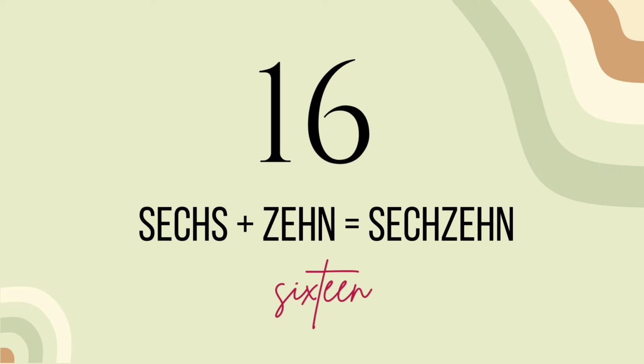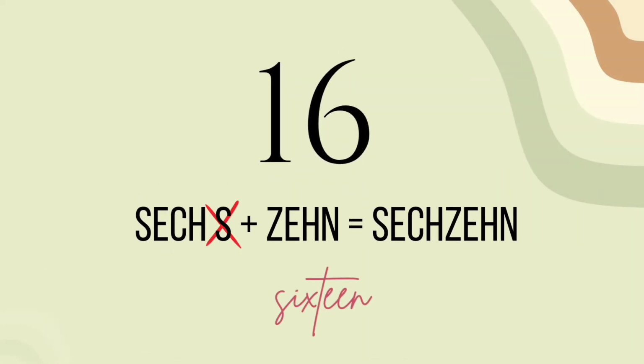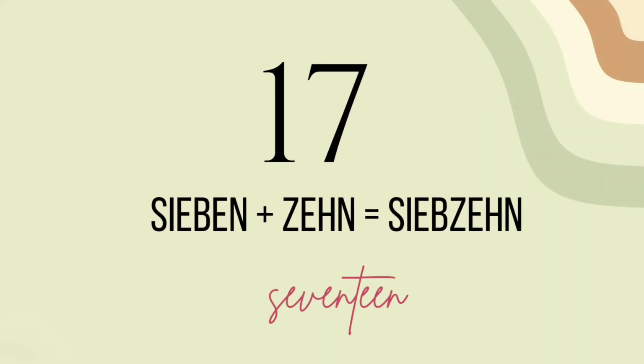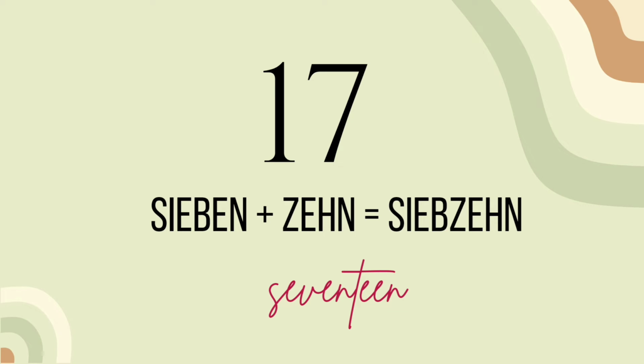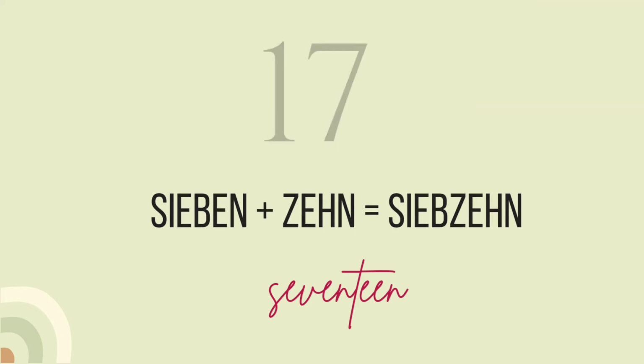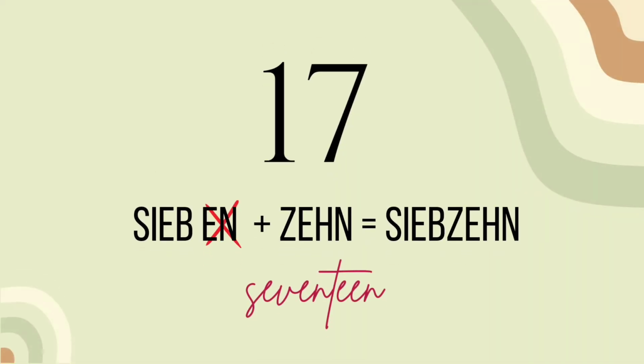Sechzehn. Do you notice that the S is missing? Yes, this is an exception. In sechzehn, the S goes away. Siebzehn. We have another exception here. Instead of saying siebenzehn, you say siebzehn.